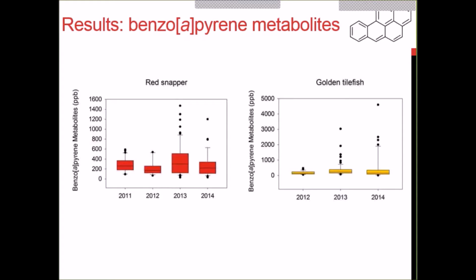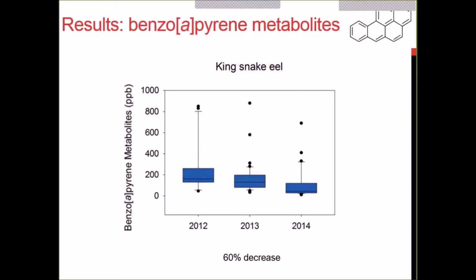Looking at benzo[a]pyrene metabolites over time, for red snapper and golden tilefish, we did not see any significant trends over time, maybe a couple bumps up and down, but really no change over time. With king snake eel, we did see a decrease over time, a 60% decrease. And again, this could be due to episodic exposure to higher levels of benzo[a]pyrene in the environment prior to 2012.